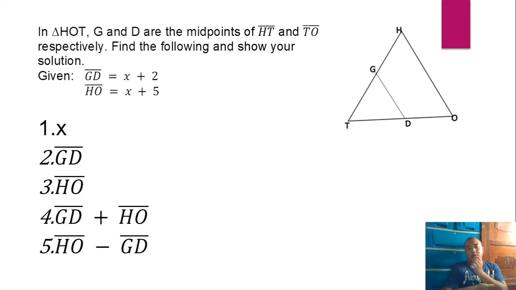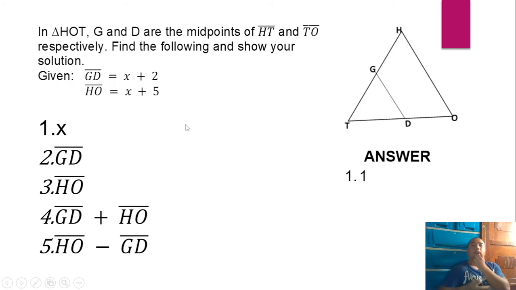Find the following and show your solution. Given GD is x plus 2, HO is x plus 5. So what is x? Since GD is 1/2 of HO, x plus 2 is equal to 1/2 of x plus 5. So multiply both sides by 2. 2x plus 4 equals x plus 5. 2x minus x is x. 5 minus 4 is 1. x is equal to 1.